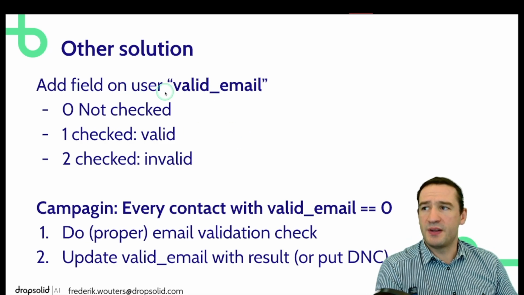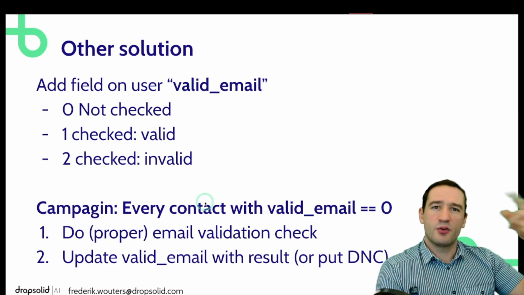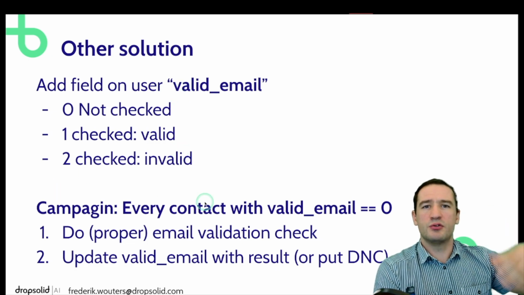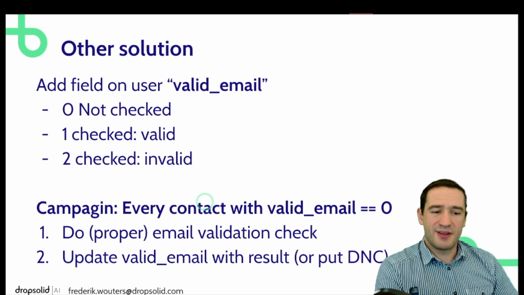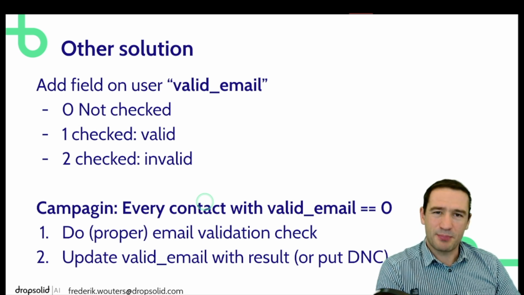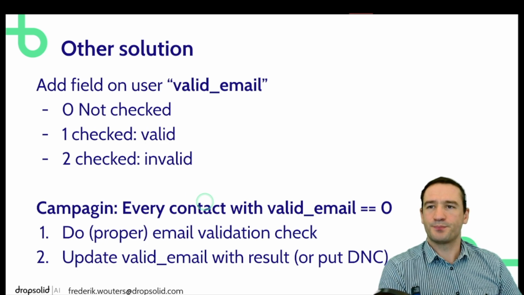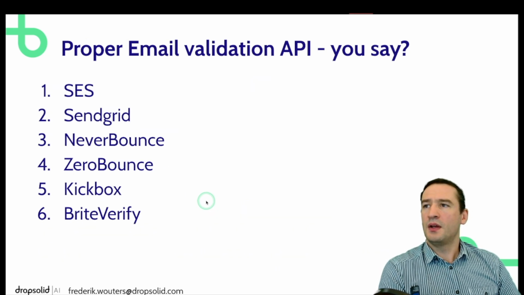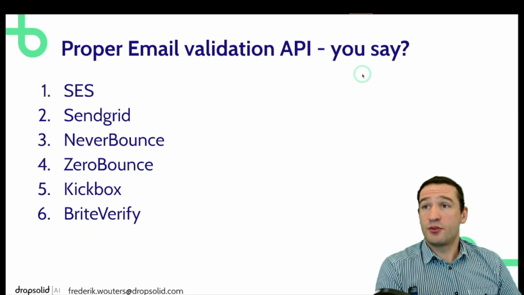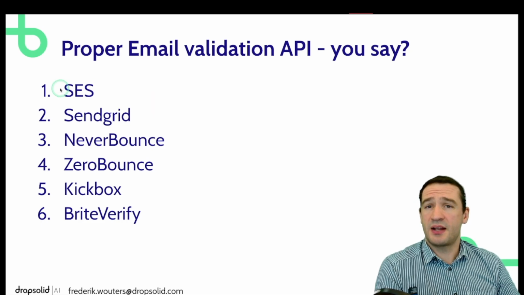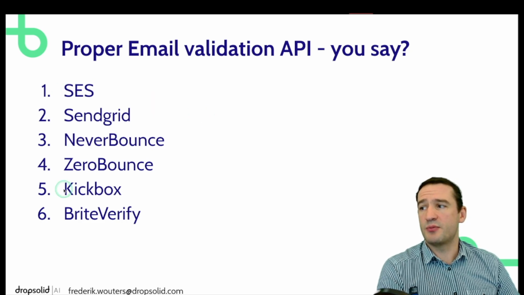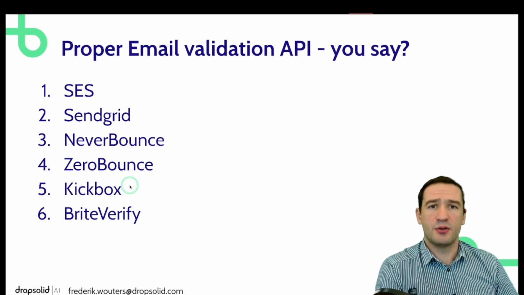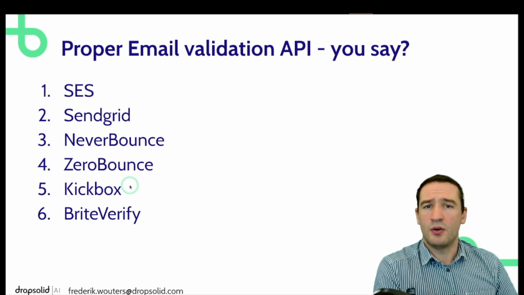You could have a field on a user, valid email, and then have a campaign that automatically goes checking with an external service to validate the user email address, if the email inbox is accepting emails. There's APIs that do this. Here are some examples. I know AWS SES provides this. SendGrid has it, NeverBounce, ZeroBounce. There are just a few that I mentioned here, but I think you can find them online as well.